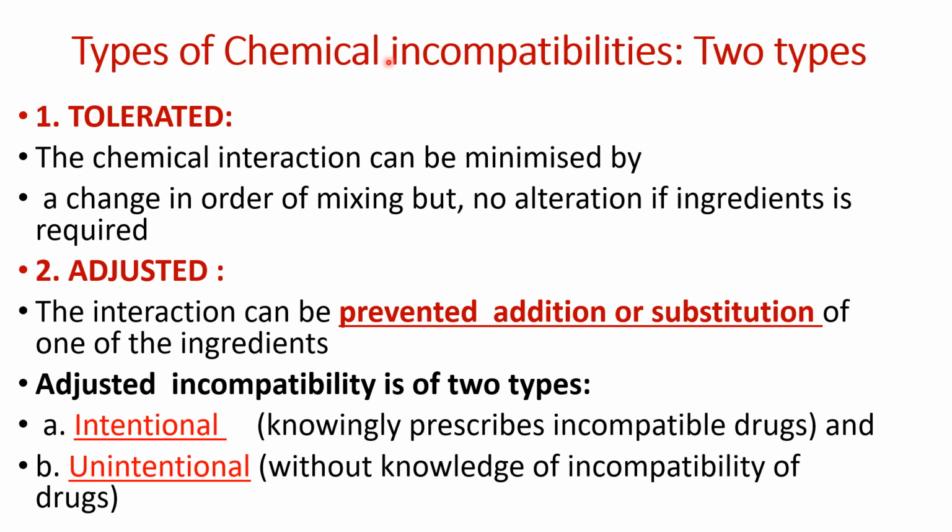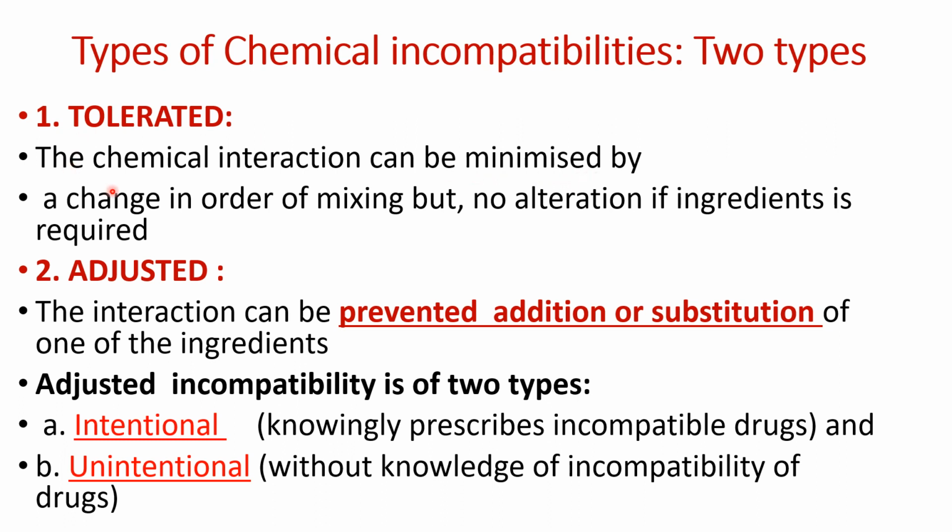Now let us go in detail into the chemical incompatibilities, which need to be discussed in detail. These chemical incompatibilities are of two types: tolerated chemical incompatibility and adjusted chemical incompatibility. Tolerated means, as the name itself indicates, we can tolerate the reaction. In this tolerated incompatibility, the chemical interaction can be minimized within the product by a change in the order of mixing. Instead of adding drug A to drug B and then C, we can change the order. Maybe initially we take drug C, add drug B to it and then A, mix it, then add your excipients. So a change in order of mixing, but no alteration of ingredients is required here. This is called tolerated incompatibility.